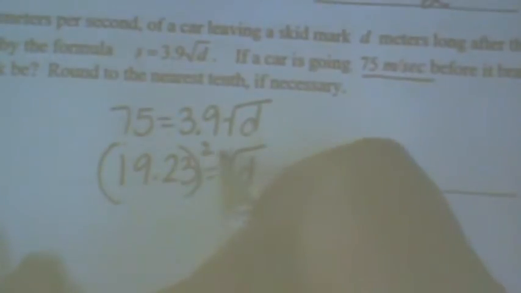You're going to square both sides, and 19.23 squared is... Did you get 369.8 meters? Yes. Okay, good. That's easier than.